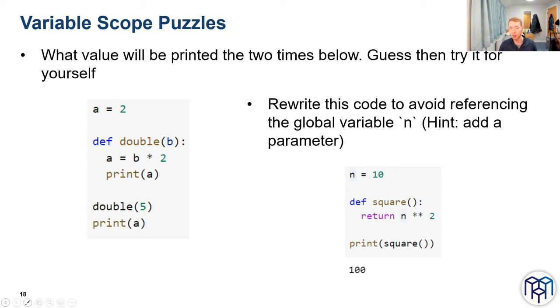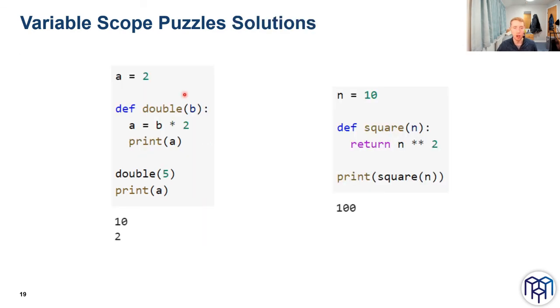Okay, so to wrap up the session, let's see the answers to these questions. So the first code here, we wanted to know what would be printed out by A in both places. So we set A equal to 2, so that we have a global variable A here, and then we run this double here. And what double does, it takes a number B and sets A to be equal to B times 2. And so this A here is a completely new A, it is a local one, not the same one here. So A is going to be given the value of B times 2, which is going to be 5 times 2, 10. So we print out 10. That does not affect the global one. This is its own variable in the local scope. And so we get 2 when we print out A at the end.